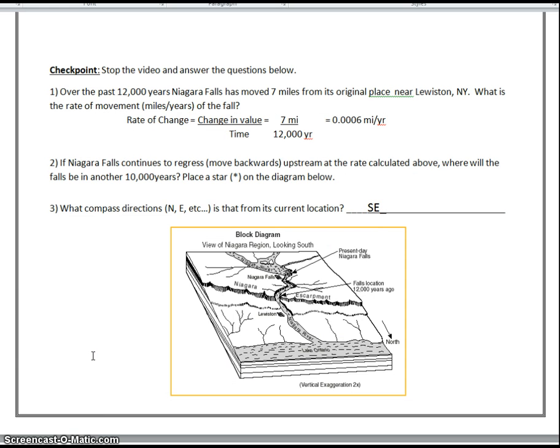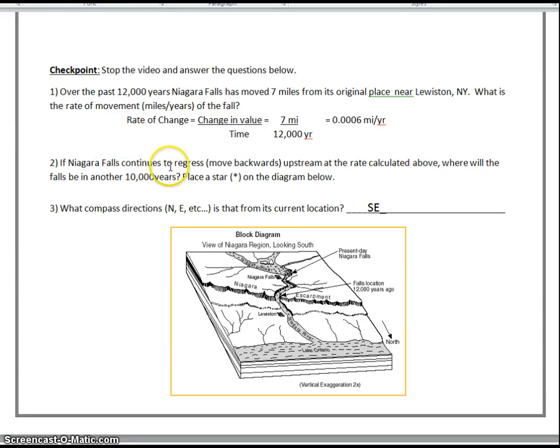Talking about Niagara Falls, it has been regressing, is the word, moving backwards, for the last 12,000 years. It has moved 7 miles from its original place. And if you plug that into our rate of change formula, 7 miles over 12,000 years, you can see the rate of movement is 6 miles per year. Seems very small, but that's been a long time, so it makes sense.